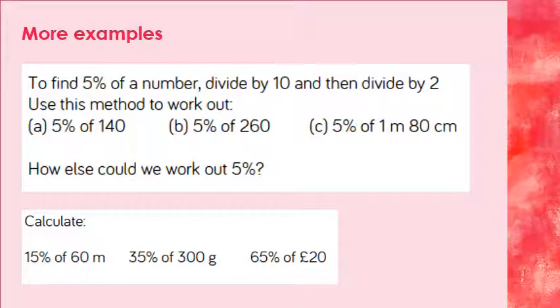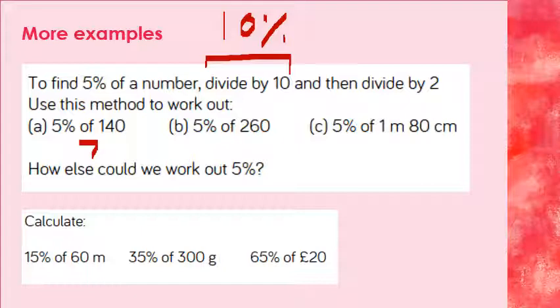So here are some more examples. Can we find 5% of a number? Well, you divide by 10, because that finds you 10% of the number. If you divide a whole by 10, that gives you 10%. And then we divide by 2, because 10 divided by 2 is 5. So let's use that method to work this out. So 10% of 140, well, that would be 14, because 140 divided by 10 is 14. And then half that would be 7. So 5% of 140 would be 7.